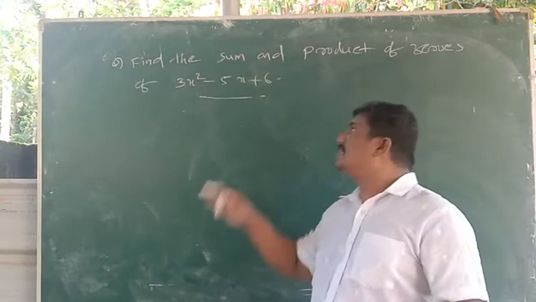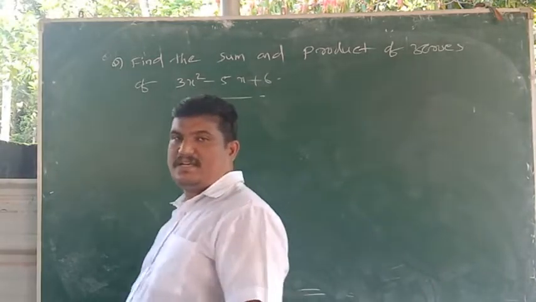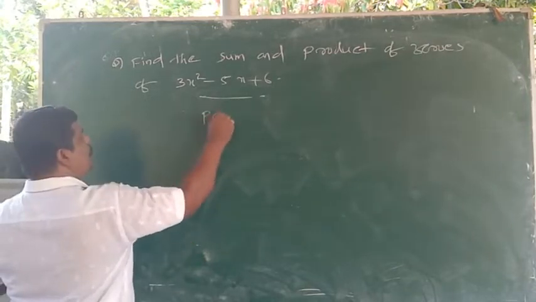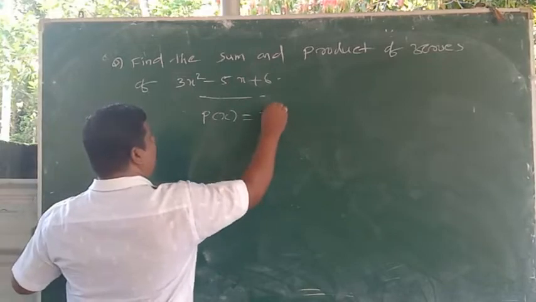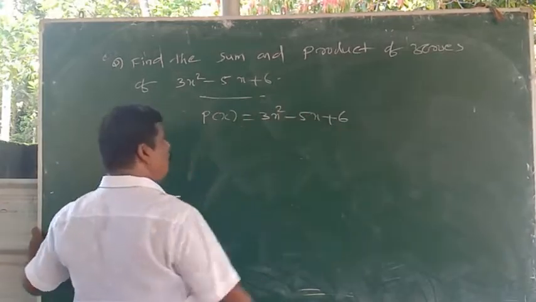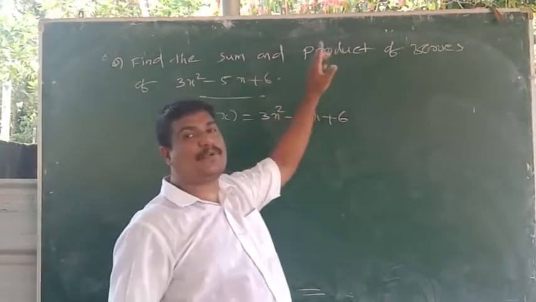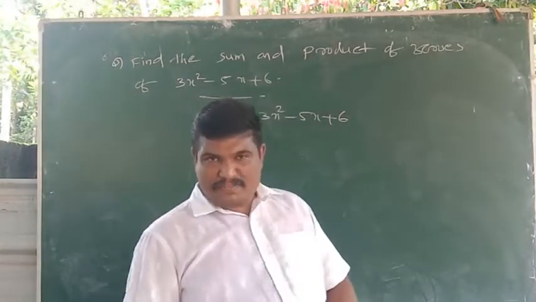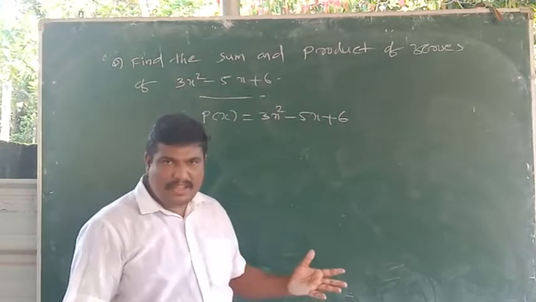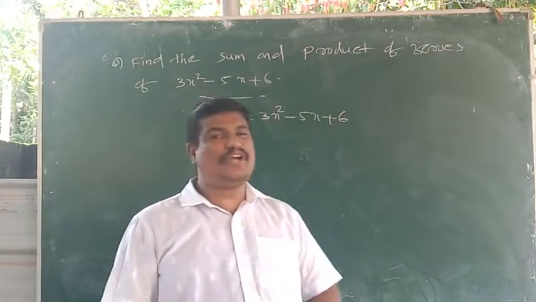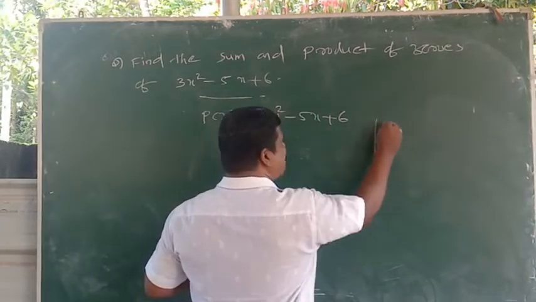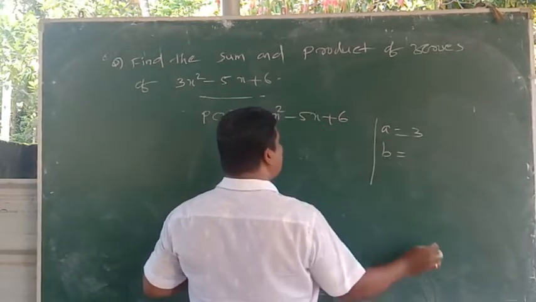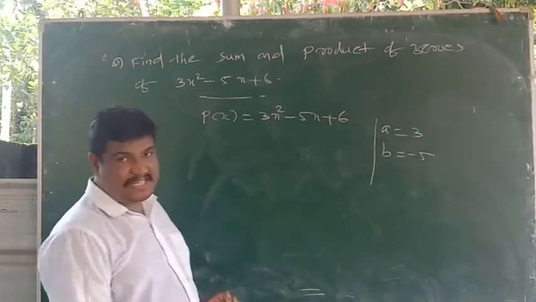You need to find out the sum and the product of the zeros. So the given polynomial is p of x equals 3x square minus 5x plus 6. You need to find out the sum and the product of the zeros of that polynomial. First find out zeros, then find out sum and product? No, never. So here, what is the coefficient of x square? It is 3. What is the coefficient of x? b is minus 5. What is c? c is 6.